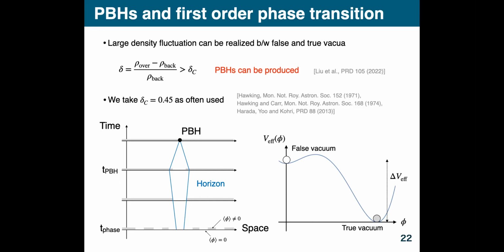When we discuss PBH formation, the criterion of PBH formation is very important. So in this talk, we take delta c as 0.45. This value is often used when we discuss PBH formation. Therefore, we take this value.